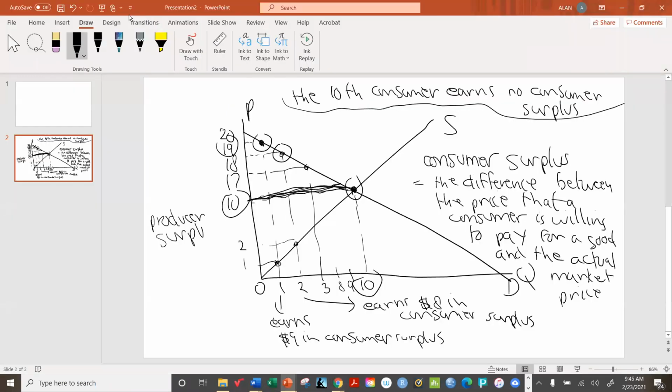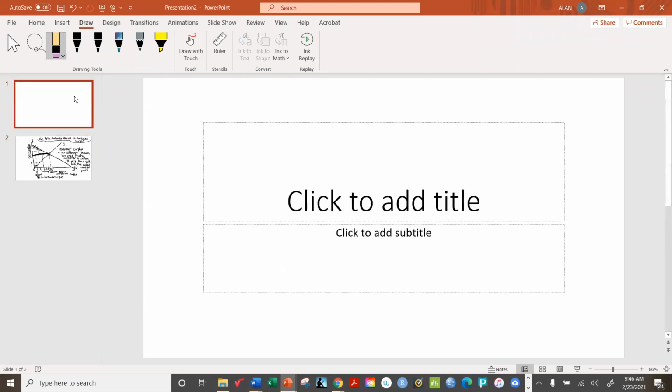Producer surplus means the difference between what the seller... All right, let me start up on another slide. There's no way I can have enough room here. Or I'll use this slide.